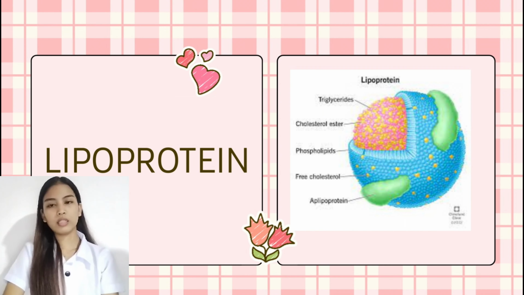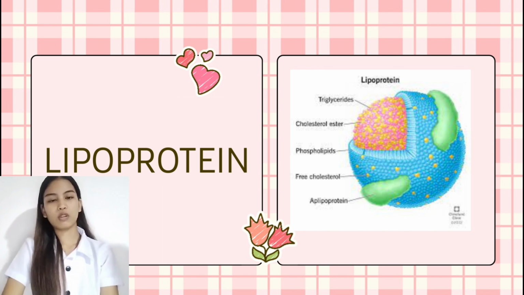Next, the lipoprotein. Lipoprotein is a molecular structure composed of lipids and proteins. Its primary function is to transport fats and cholesterol throughout the body. There are two main types of lipoproteins. Ito ay ang low-density at high-density lipoproteins.